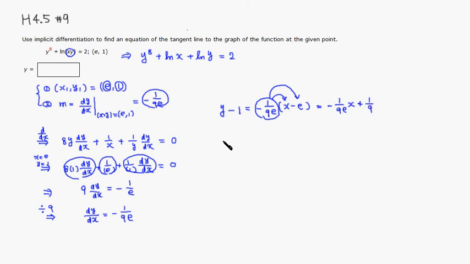Then we can just add 1 to both sides so that we can get rid of this guy. So y is equal to negative 1 over 9e x. Add 1, so it's going to be 10 over 9. So the equation of the tangent line is y equals negative 1 over 9e x plus 10 over 9. All right, that's it. I hope that this was clear.